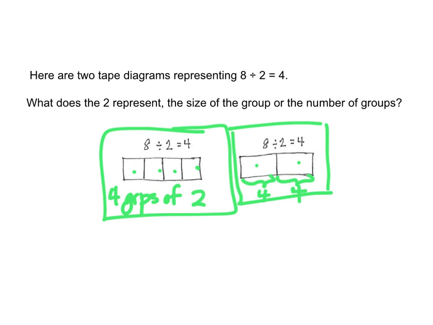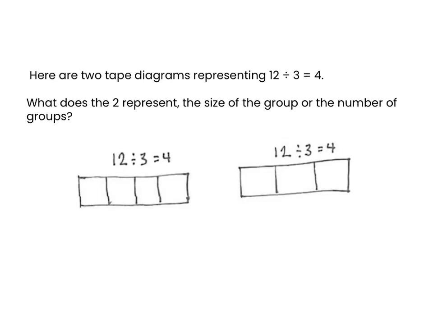All right, let's look at the next page. Same thing, except a different problem. We've got 2 tape diagrams, and we have 12 divided by 3 equals 4. This time we're going to be asking what does the 3 represent? The size of the group or the number of the groups?